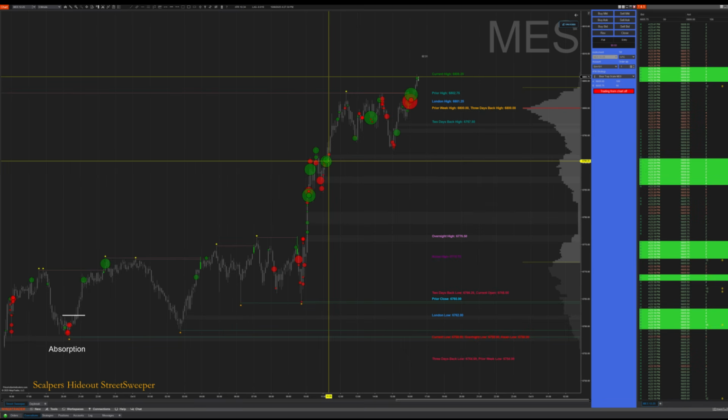Now let's take a look at the rest of this chart and look at some of the other places where we see this absorption. And then let's compare it to what it looks like when these bubbles are showing us aggression.